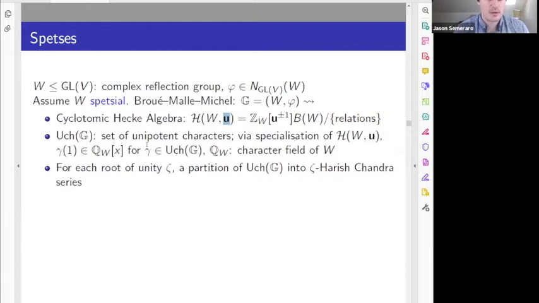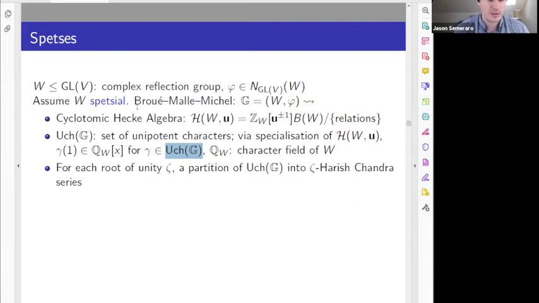Oh yes, that's right. So if you specialize with respect to some variable x, this u, then one obtains actual degrees. That's what I'm trying to say, that you can produce degrees as if there was an actual group there, and these were unipotent characters of the group, where QW here is the character field of W. And even better than that, there's also a partition of these unipotent characters into what are called Zeta-Harish-Chandra series, in an analogous way to the way in which one does it for groups.